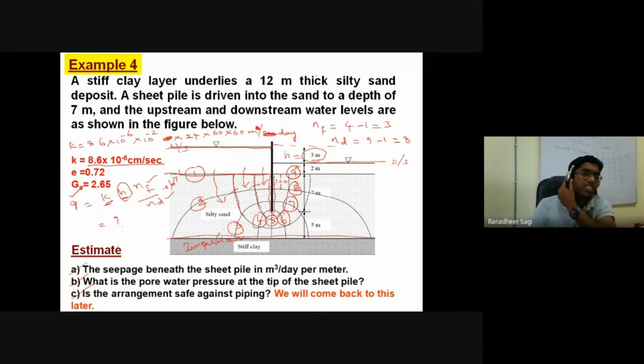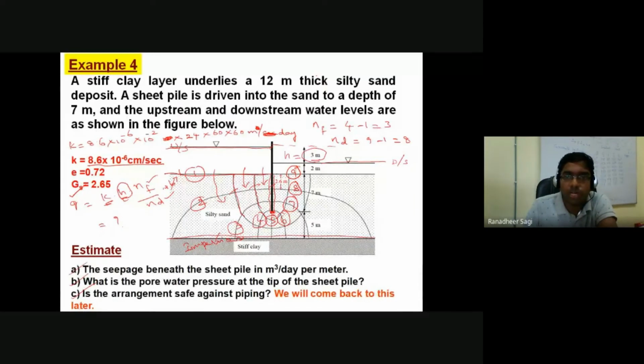Okay, this is question one. Second question: what is the pore water pressure at the tip of the sheet pile? At the tip of the sheet pile means at the bottom of the sheet pile, how much is the pore water pressure that exists there? So this is the point where we want to calculate the pore water pressure, which is the bottom of the sheet pile.